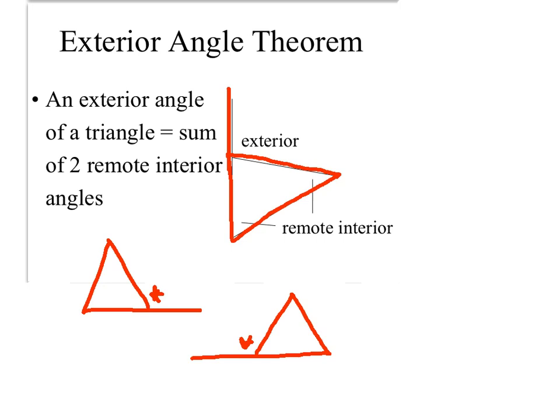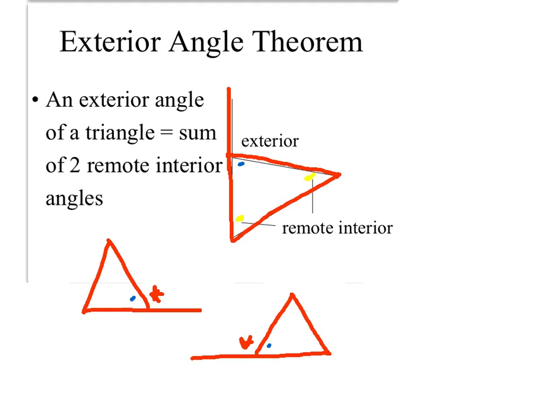Now there's always going to be one angle inside of the triangle that is adjacent to the exterior angle. So for this one, the adjacent angle would be there, and for the next triangle, this would be the adjacent angle, and over here, this would be the adjacent angle. The other two angles are not touching the exterior angle, and they're called the remote interior angles.